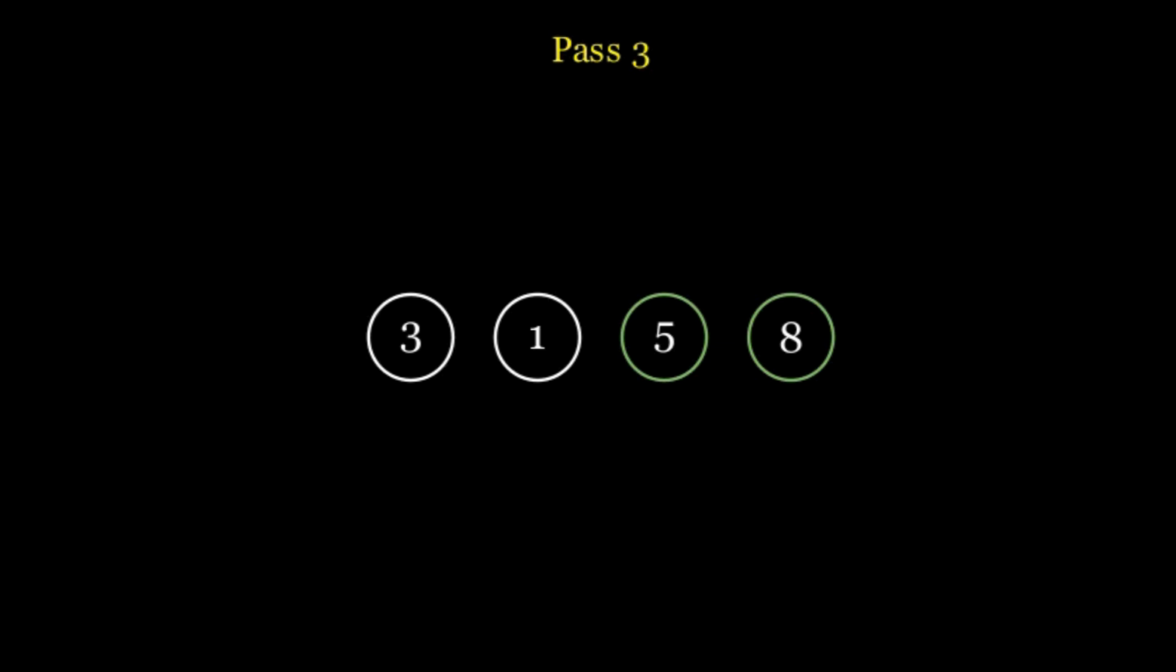Pass 3. Compare 3 and 1. Swap. The array is now fully sorted: 1, 3, 5, 8.